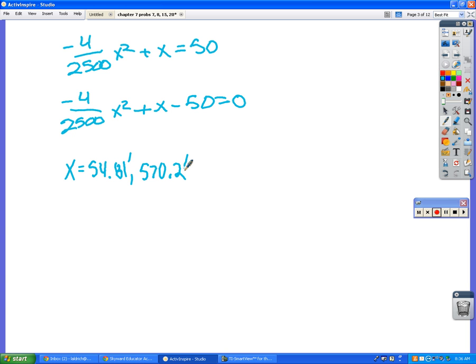All right, so both of those places, in theory, will be where the balloon is 50 feet off the ground. What number is this? 4.81. And what's the other one? 570. Yep, winner, chicken dinner. All right, we good? Check.